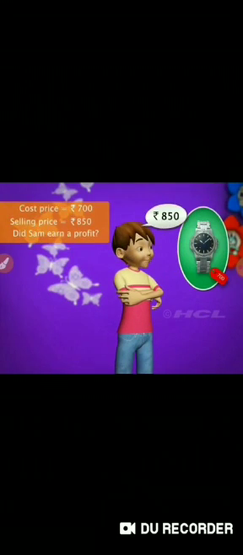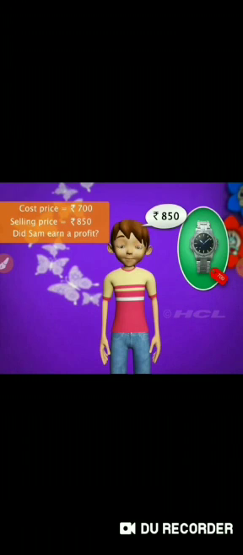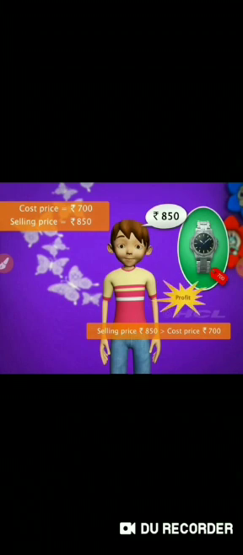Sam is back from the market. He seems to have sold the watches for a good price. How much did you sell your dad's watch for? Sam says he sold his dad's watch for 850 rupees. Did he earn a profit? Yes, he did, because the selling price, 850 rupees, is greater than the cost price, 700 rupees. Sam earned a profit.